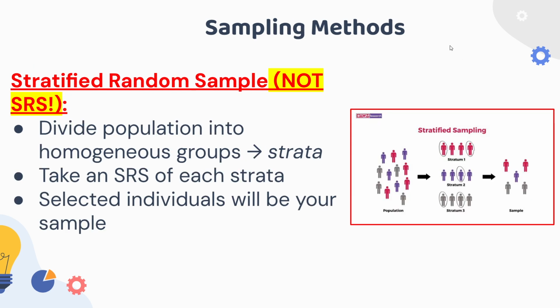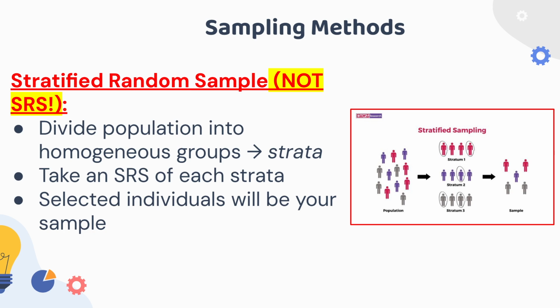Then you have stratified random sample. This can also be abbreviated as SRS, but you should never ever abbreviate it as that. The only thing that's abbreviated as SRS is simple random sample. You never abbreviate stratified random sample as SRS. Usually this sample method is often better, as you can control for differing traits in a population.